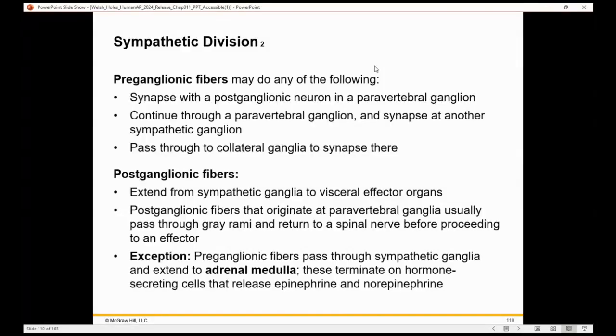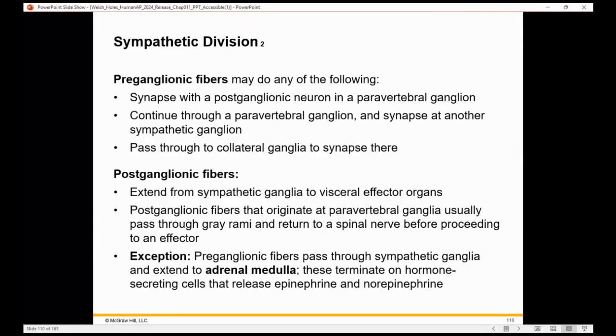In the sympathetic division, the preganglionic fibers may do any of the following. They can synapse with a postganglionic neuron in a paravertebral ganglion. They can continue through a paravertebral ganglion and synapse at another sympathetic ganglion, or they can pass through to the collateral ganglia to synapse there. Postganglionic fibers extend from the sympathetic ganglia to visceral effector organs.